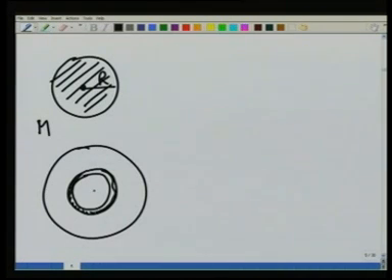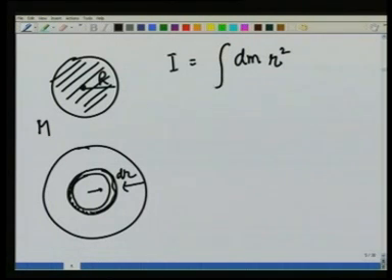Of width of radius dr. Then the moment of inertia for the disc, I know if its mass is dm, is going to be dm r square, and if I integrate this, it gives me the moment of inertia for the disc.